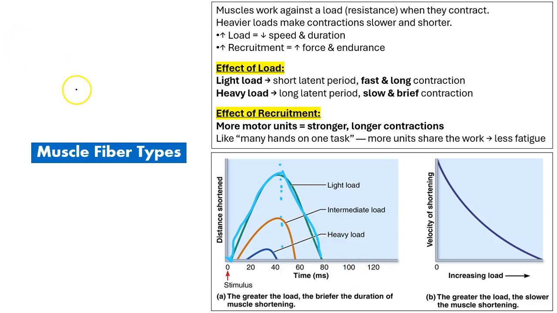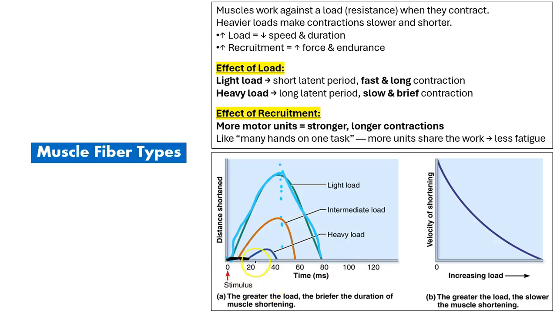When you look at the intermediate and the heavy loads, let's see what happened here. The latent stage for the intermediate is a little bit longer, whereas the latent stage for the heavier is even longer than that. So we're looking at maybe 10 seconds for the intermediate latency period and 20 seconds for the latent period for the heavy load.